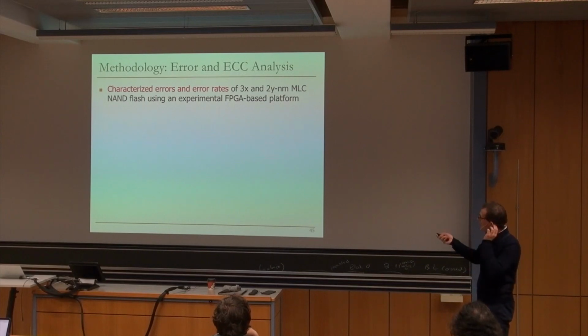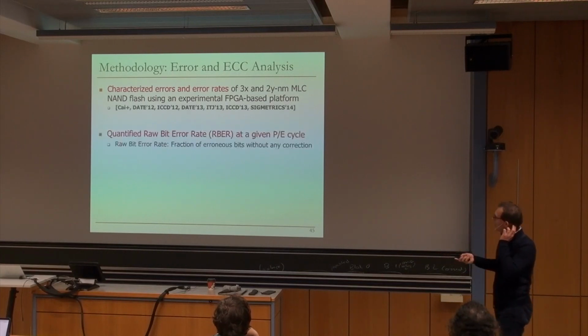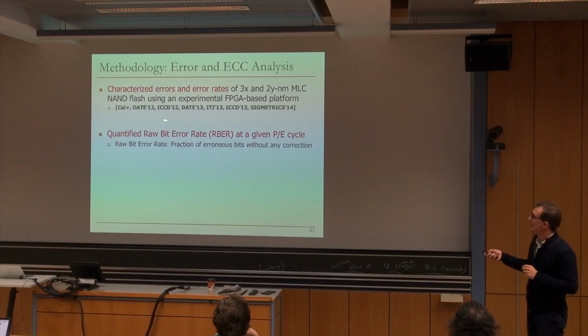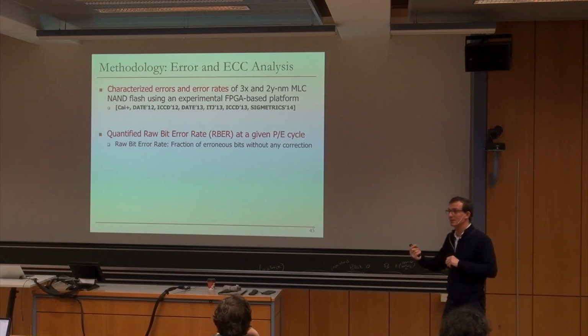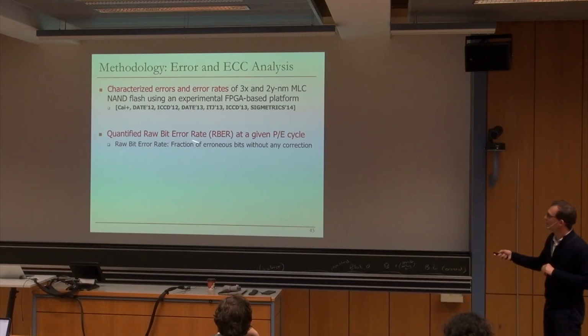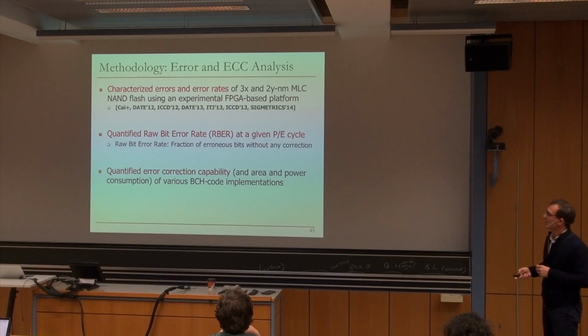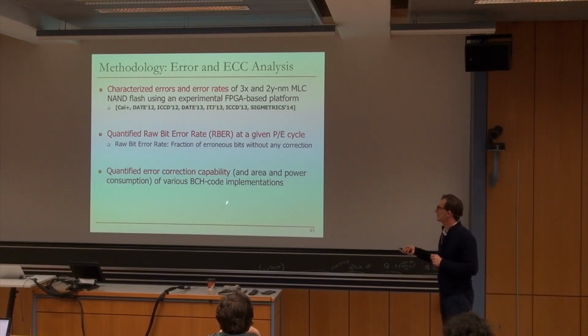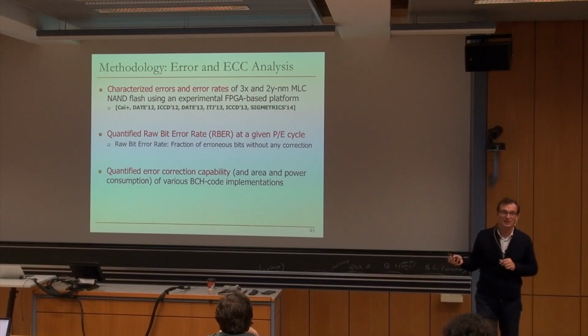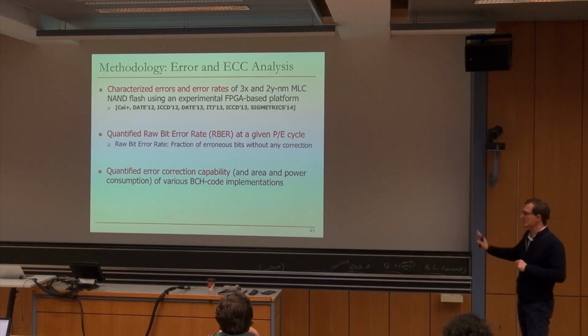Technology node. Okay, basically we're going to characterize that, and we're going to quantify the raw bit error rate at a given program erase cycle. Raw bit error rate means the error rate that you get before error correction, before you employ error correction. That's a fraction of erroneous bits. And we're going to quantify the error correction capability and area and power consumption of various error correction code implementations. I'm not sure if I have slides for that, but the papers cover that.